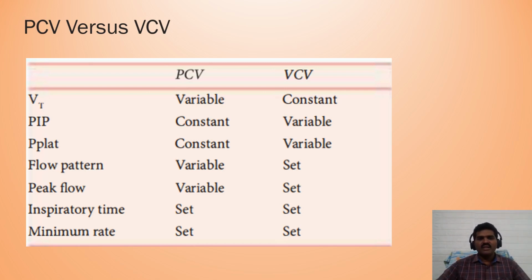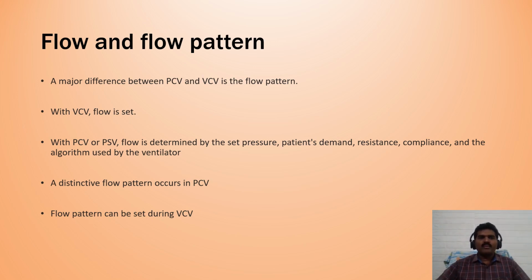Inspiratory time and minimum rate are set both in PCV and VCV, depending on whether you're using continuous mandatory ventilation or continuous spontaneous ventilation. Flow and flow pattern: the major difference between PCV and VCV is the flow pattern. With VCV, flow is set. With PCV or PSV, flow is determined by the set pressure, patient's demands, resistance and compliance of the lungs, and the algorithm used by the ventilator. A distinctive flow pattern occurs in pressure control ventilation. Flow pattern can be set during VCV.